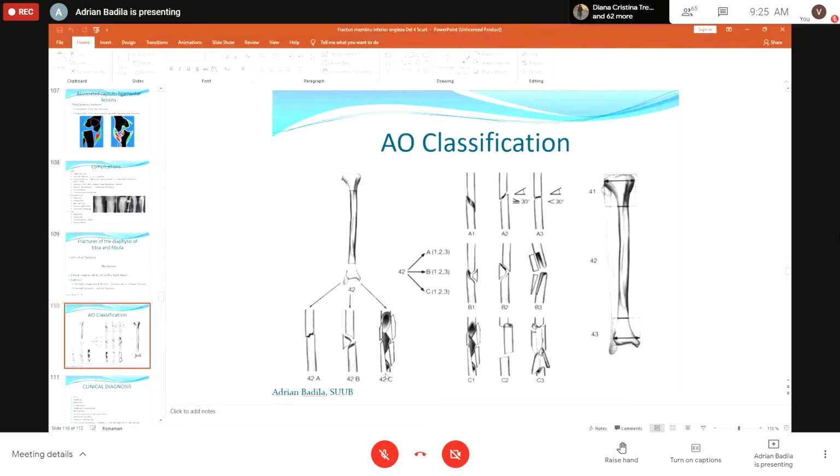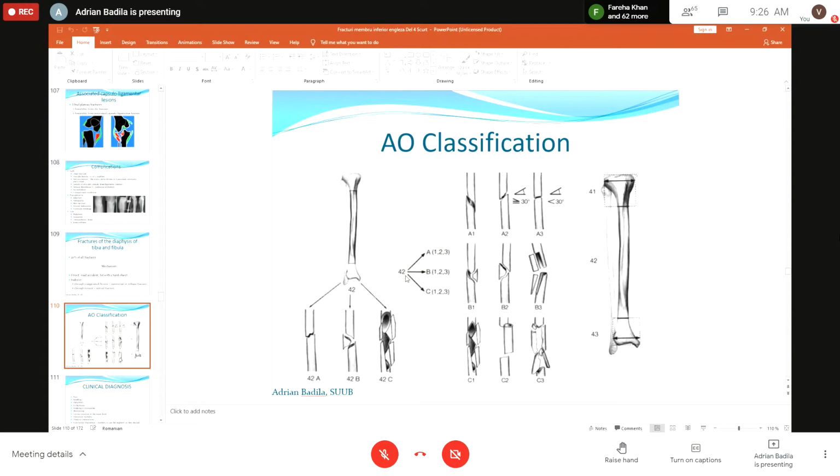We can classify these fractures by using the AO classification. So we are at the level of the tibia and peroneum. That means that the first number will be a 4. This number is associated with any fractures of the tibia. We are at the level of the diaphysis. That means that the second number will be a 2. For the proximal epiphysis, we have 1. For the diaphysis, we have a 2. For the distal epiphysis, we have a 3.